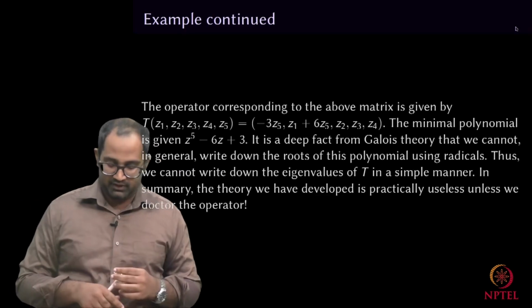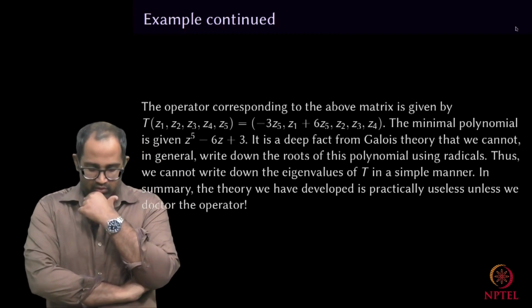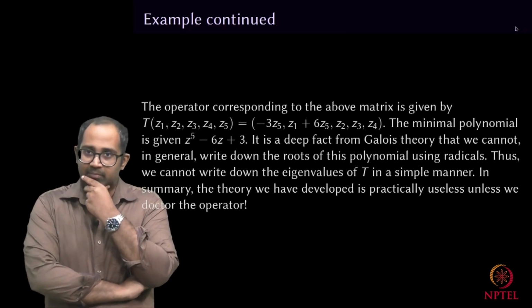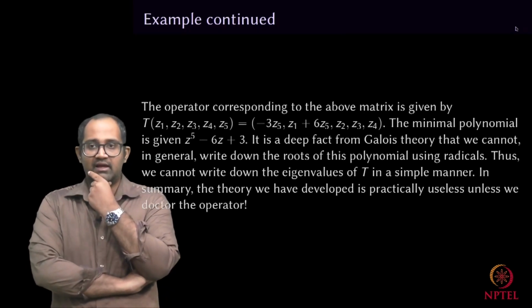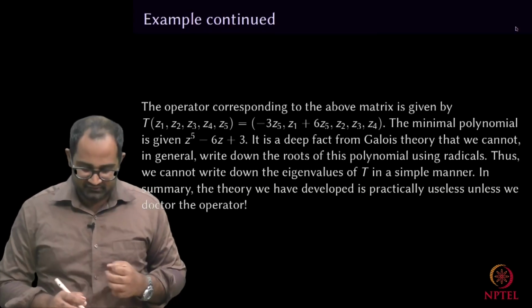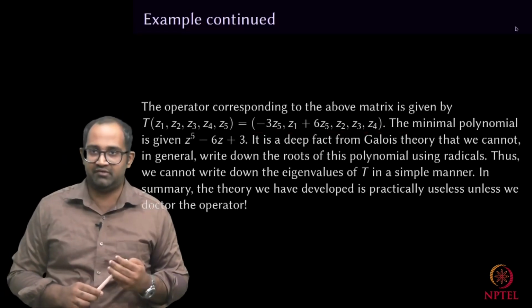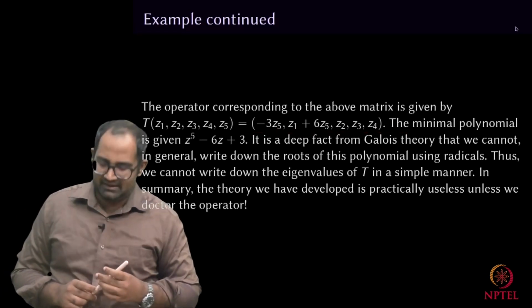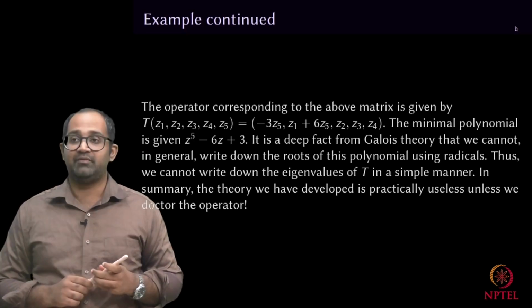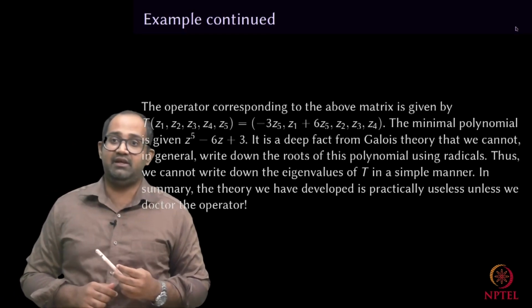So this allows us to conclude that z^5 - 6z + 3 is the minimal polynomial of T. Now let's think about this example a little bit more. We have found the minimal polynomial. Can we find the eigenvalues? The operator corresponding to the matrix, as you can see, is just this. That's again completely trivial to see. This is the operator from, let's say, F^5 to itself. The minimal polynomial is given by this, and it's a 5th degree equation.